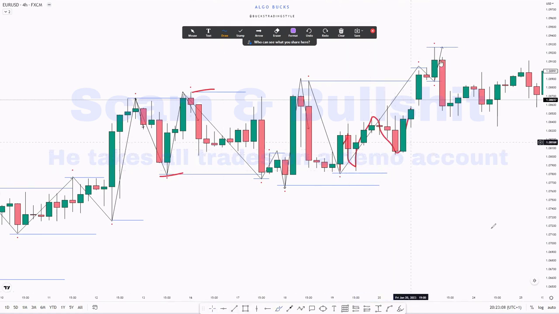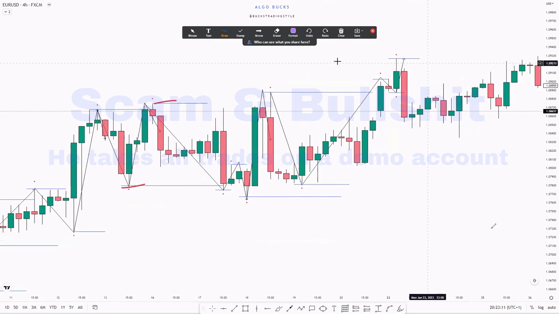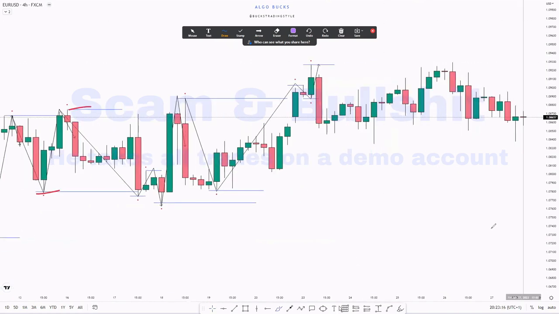So now, still marking the external structure, we have a new range from this low to this high. We want to see price break out of the range. And for price to break out of the range, price did this, broke out of the range to this point, and then started retracing. So when price started retracing right here, it came up to this high, and then it broke structure right here, came up to this high. So let's mark it up.